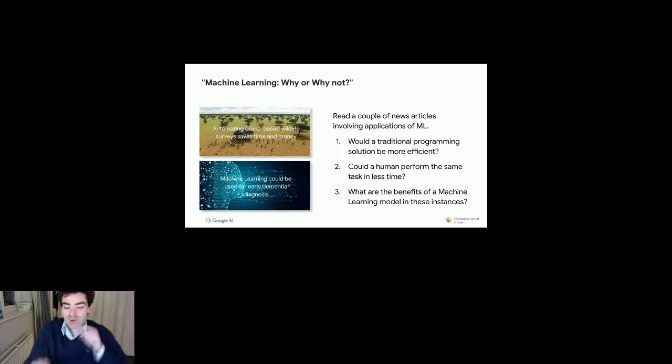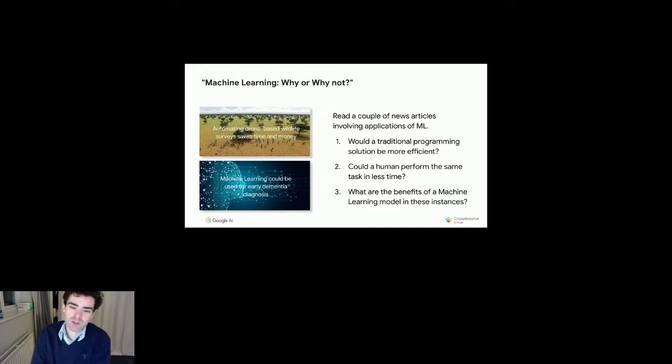If you were just sitting there with your keyboard typing out all of the commands with no prediction, it would be very time consuming. So would a traditional programming solution be more efficient? Probably, I would say at the moment, almost certainly no.